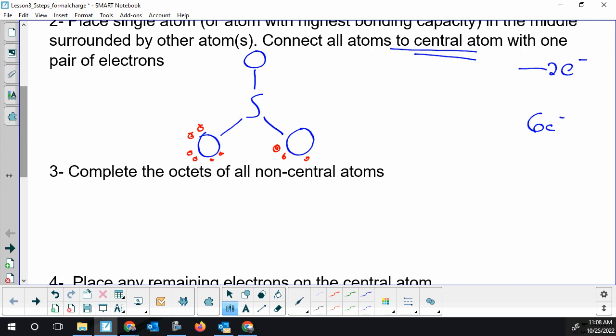And due to symmetry, we have the exact same outcome at all of the O's. I need 6 more there to get an octet. There's 6 red electrons and 2 blue around every one of the oxygen atoms. So that's done.